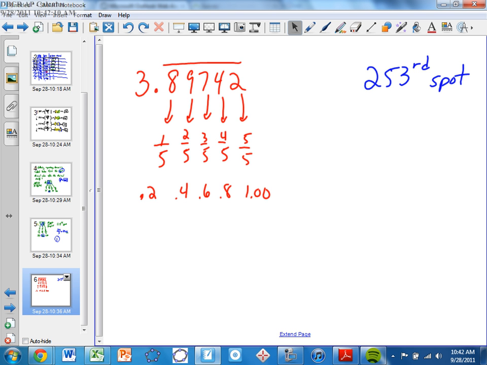When we do this, we get 253 over this. This is going to be 50.6. Sorry, Anthony, do you have a question or you're going to answer? Okay, sorry about that. So 50.6, we see the 0.6. We go over to our chart, find the 0.6. It is the number 7 that will be in the 253rd spot.